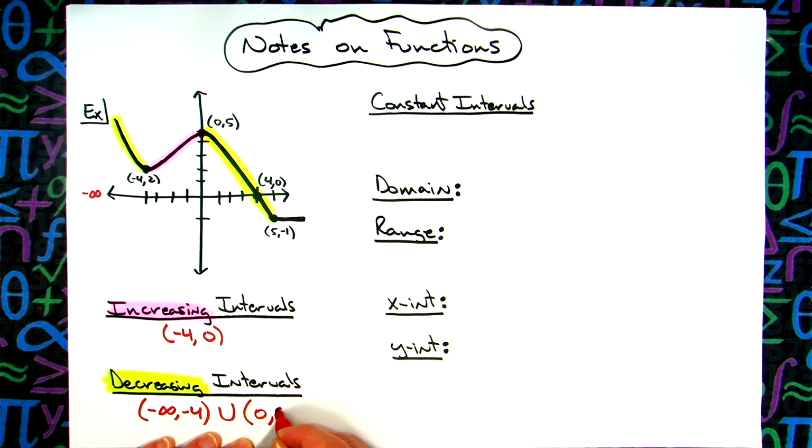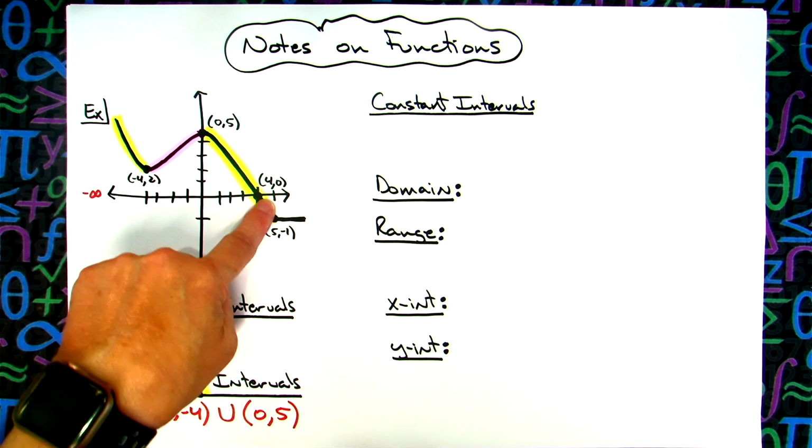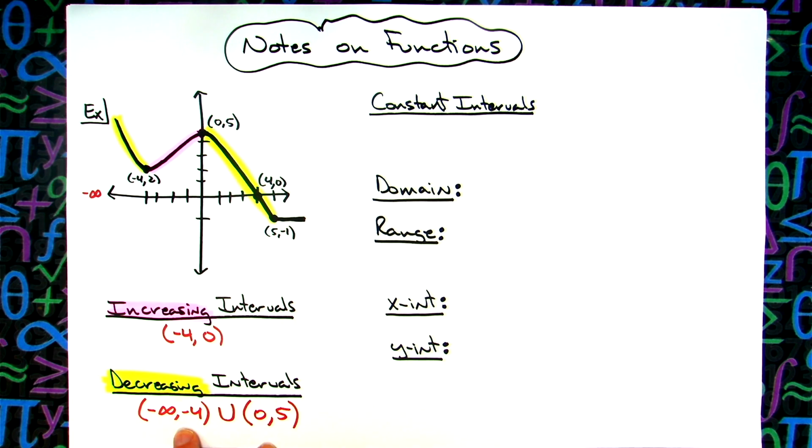So 0 to 5. So there were two sections up here. So that meant I had two portions in my interval notation down here separated by a U. All right, does that make sense? Okay, so I thought this increasing, decreasing thing was going to be a relatively simple concept.